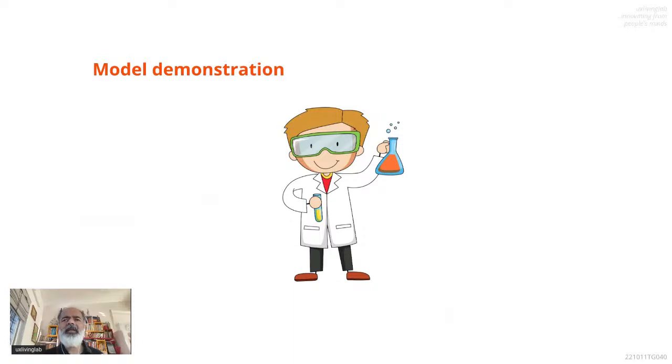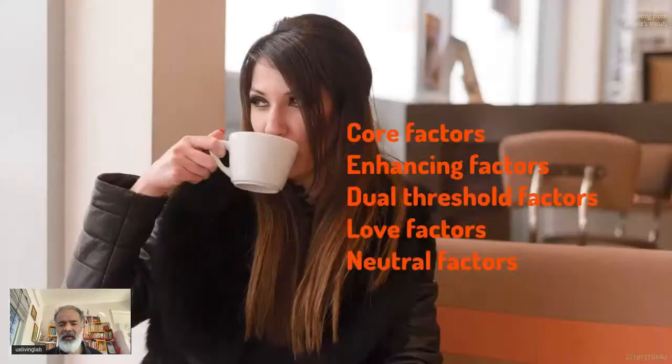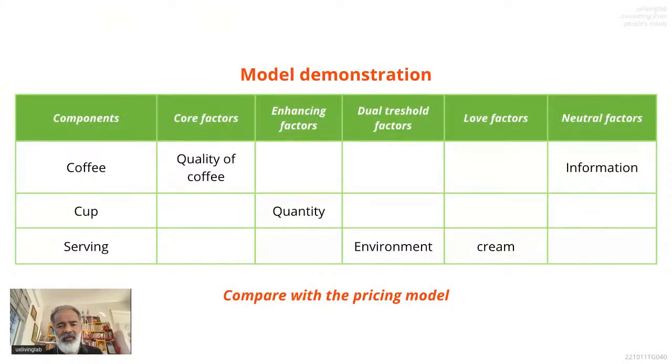Again, one more example, one more explanation I can give of how we can use this model in a practical way. Coming back to the same example, ladies having a coffee. Then look into this table. The components: coffee, cup, serving. These are the three main. I'm not going deep into that. Just taking these three components: coffee, cup, serving.